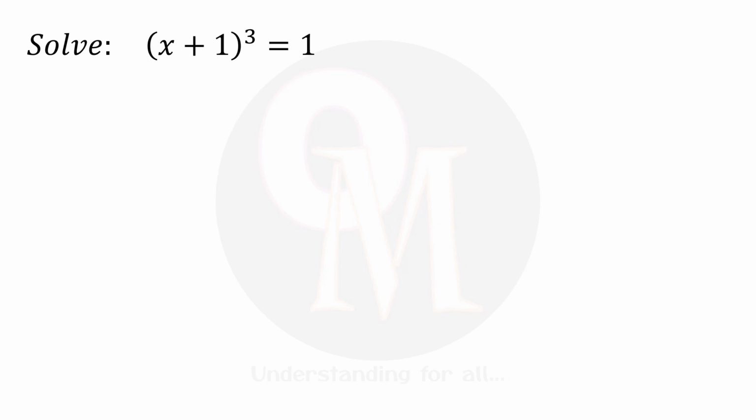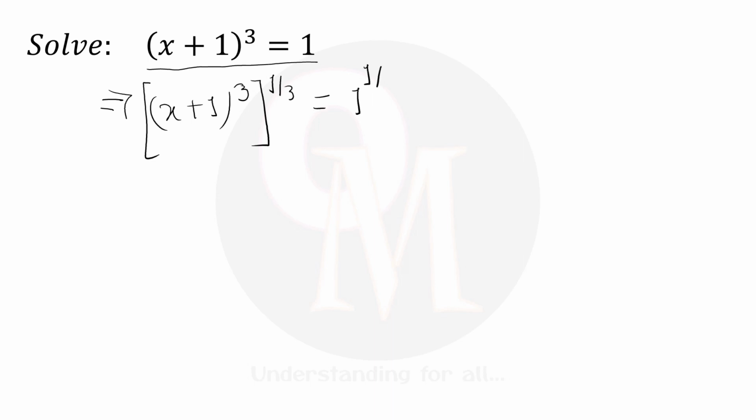What we are given? We are given that (x plus 1) to the power 3 is equal to 1. Let's solve this equation. When we solve this, what do we get? We get ((x plus 1) to the power 3) to the power 1 by 3 is equal to 1 to the power 1 by 3.